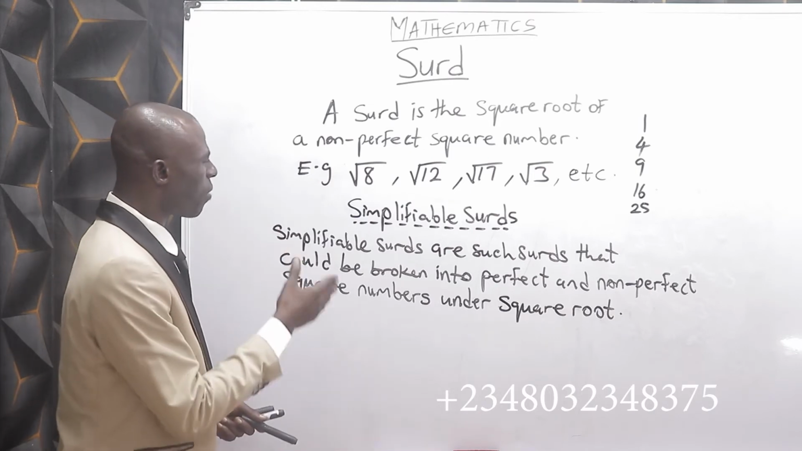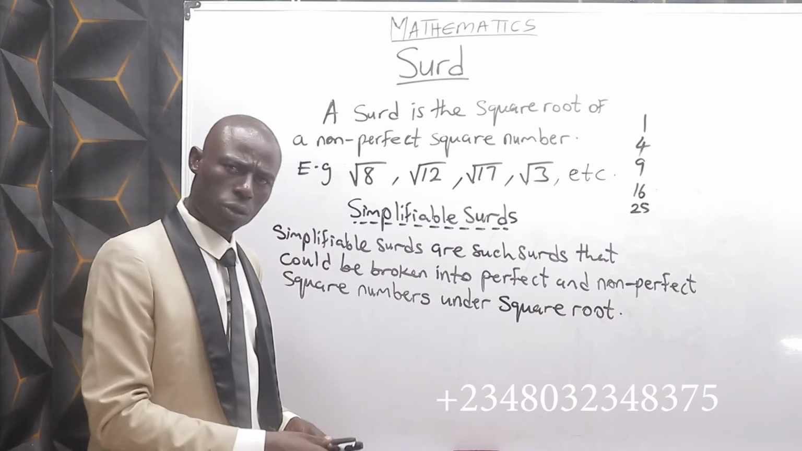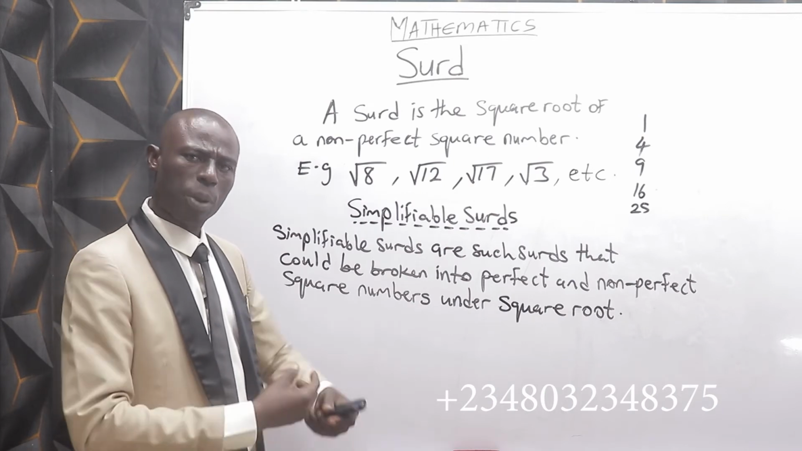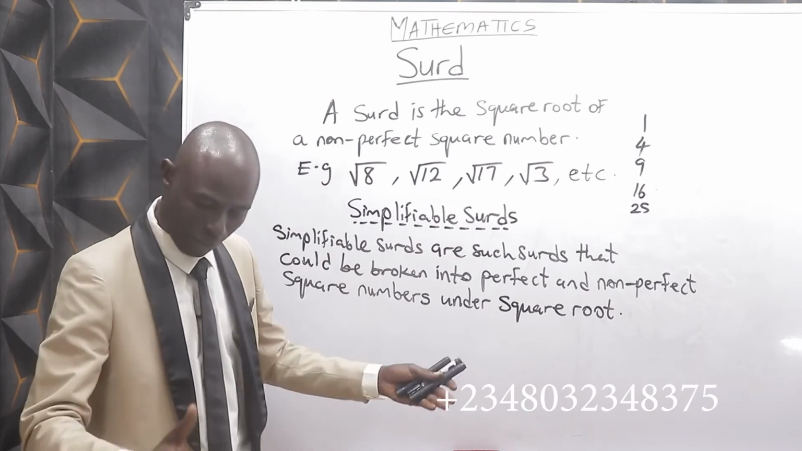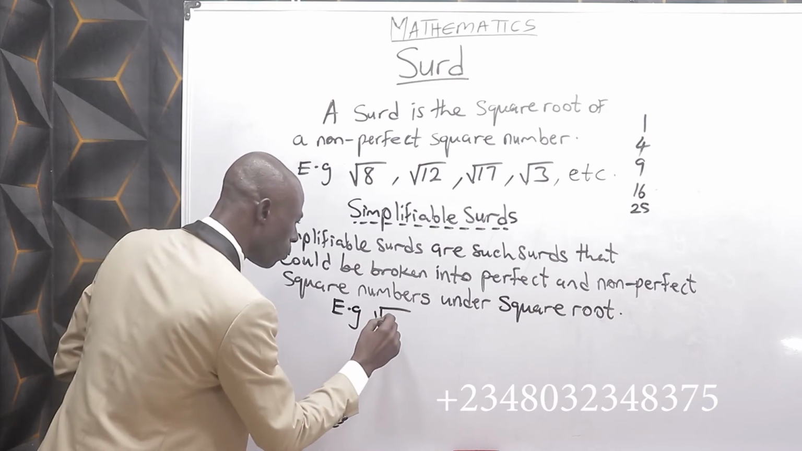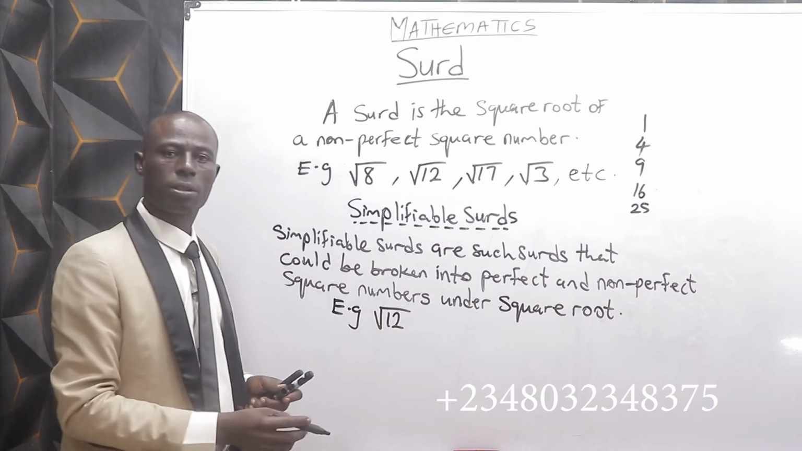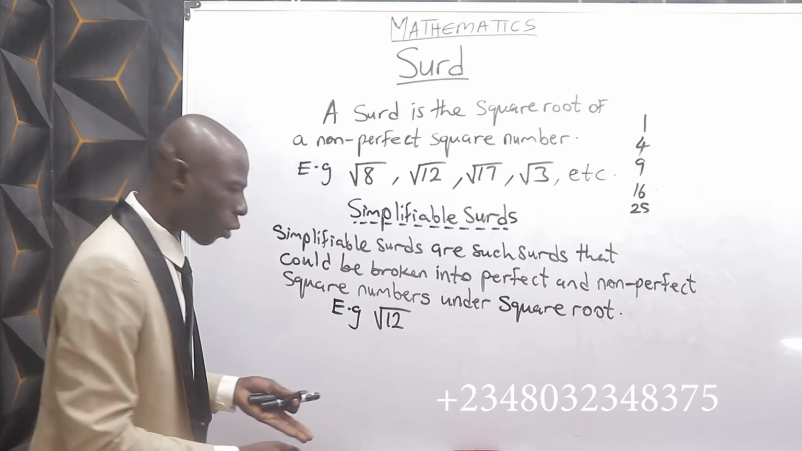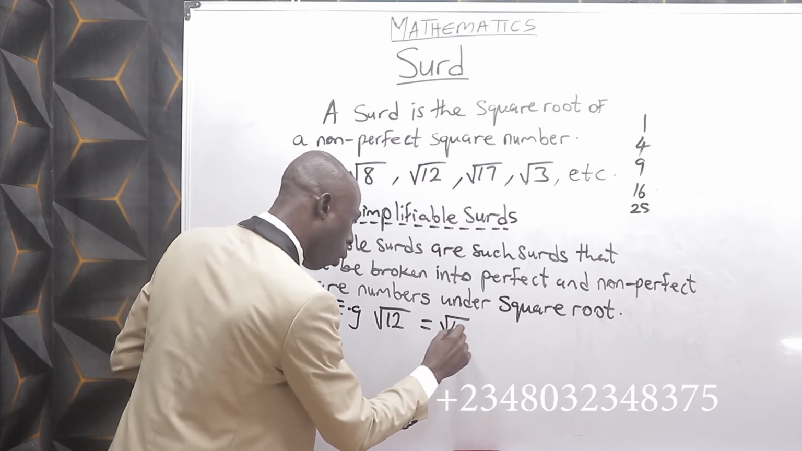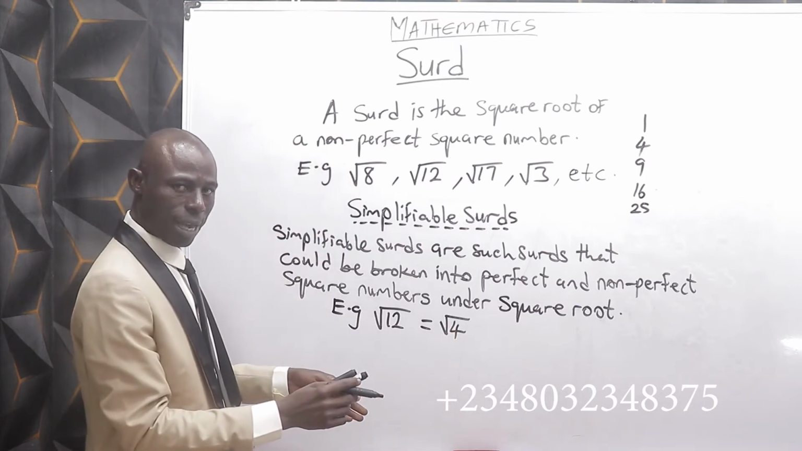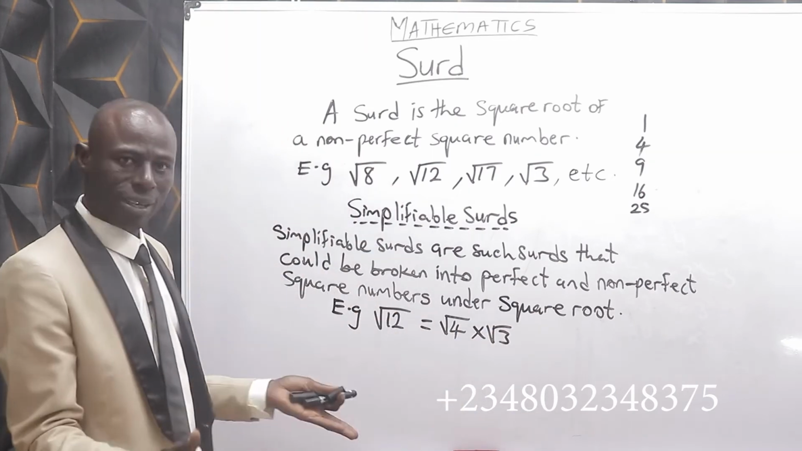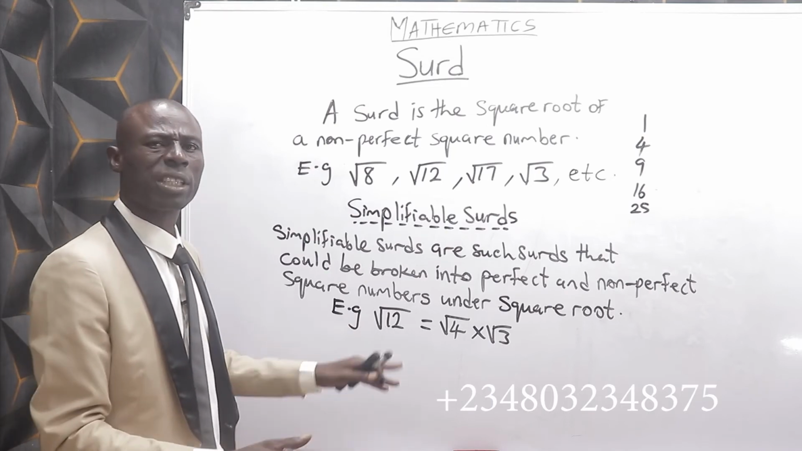Now, a simplifiable surd is the surd in which the number under the square root can be broken into perfect and non-perfect square number. E.g., square root of 12. Now, this is a surd. It's a simplifiable surd because we can break square root of 12 into square root of 4, 4 is a perfect square, times square root of 3. 3 is a non-perfect square. So that's why this root 12 is a simplifiable surd.